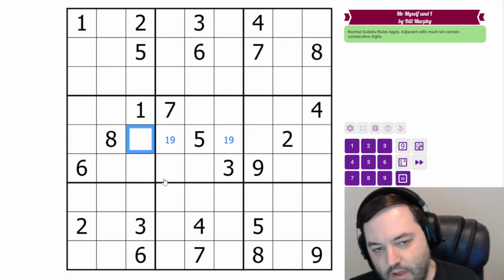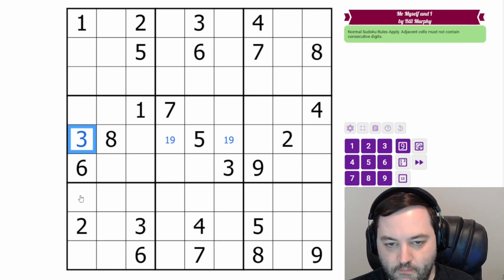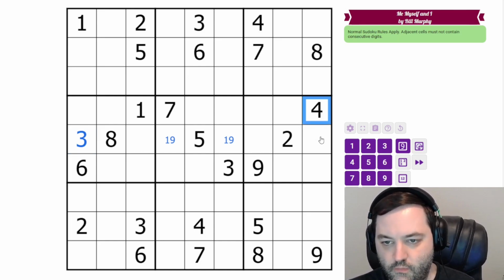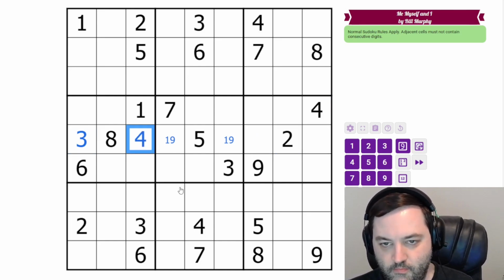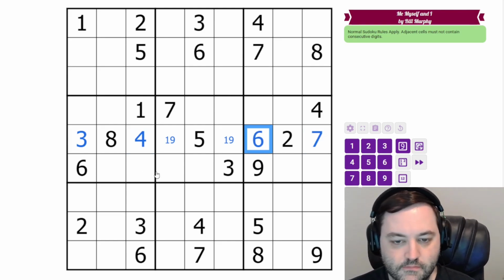Where does 3 go? 3 can't go here, and it can't go next to 2, so the only place for 3 is here. Where can 4 go? 4 can't go in these cells, so it goes here. 7 can't go in this cell, so it goes here, and finally 6 here.